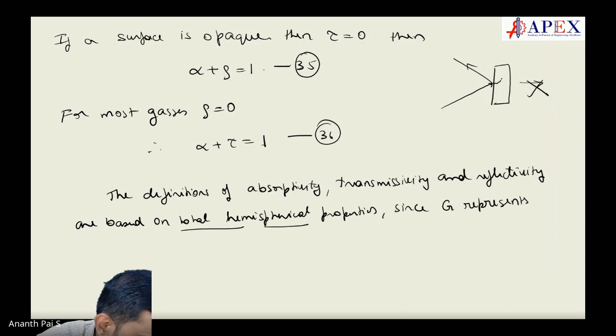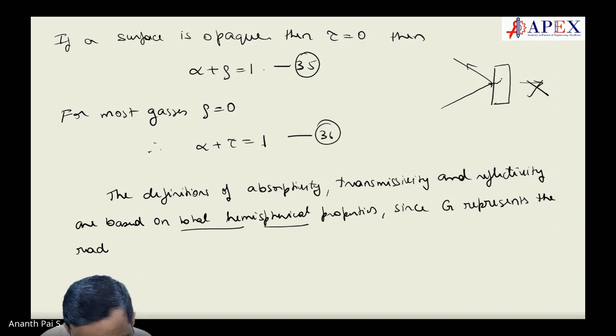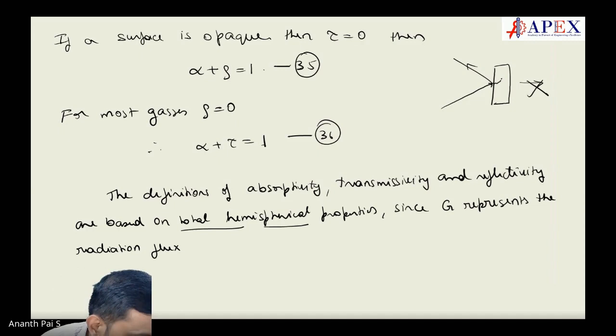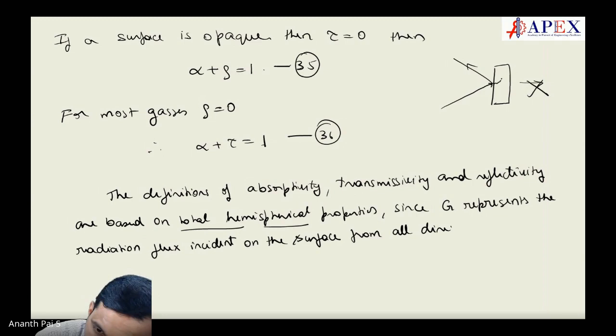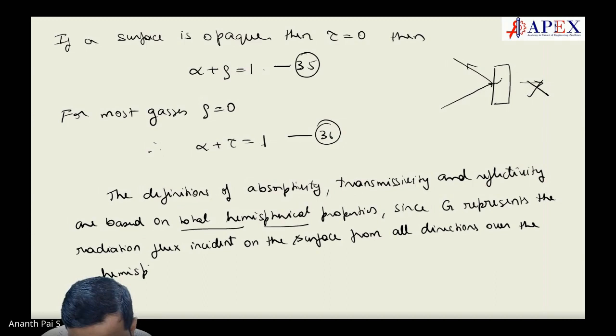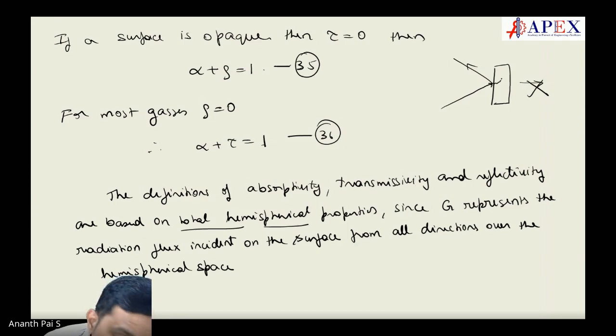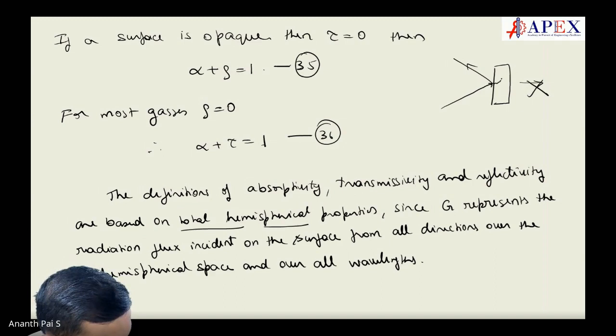Since G represents the radiation flux incident on the surface from all directions, over the hemispherical space and over all wavelengths. Correct? It is all wavelengths, everything together we are talking about.